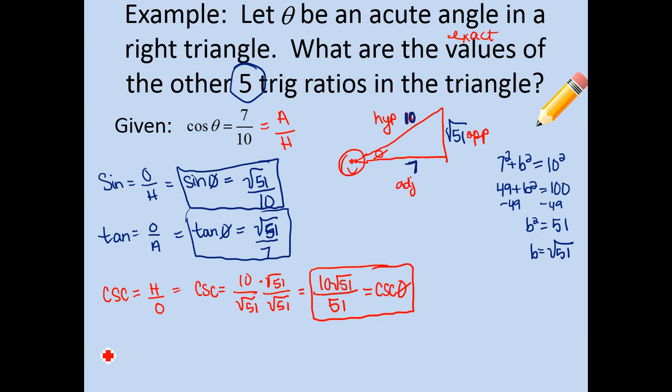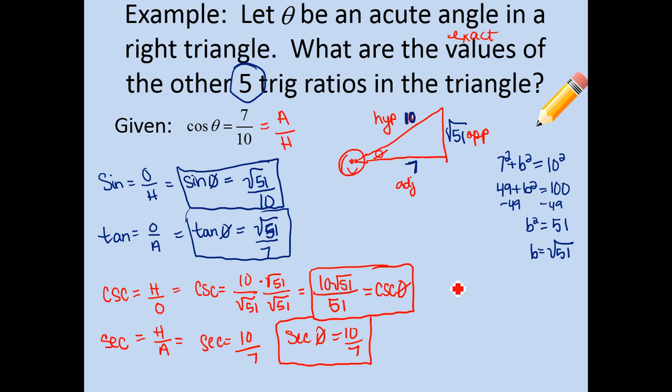All right, then we know the next one is secant. Secant is hypotenuse over adjacent. So the hypotenuse is 10 over adjacent, which is 7. So secant of theta would be 10 over 7. That'd be the other one.